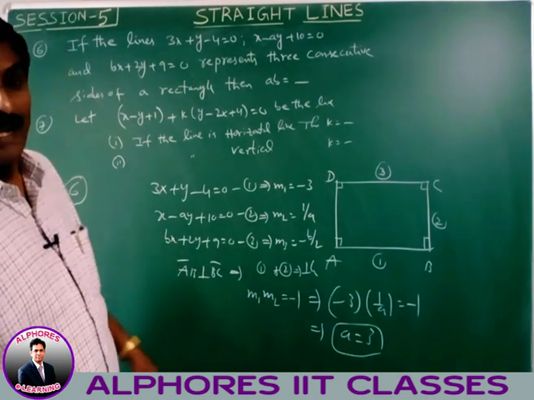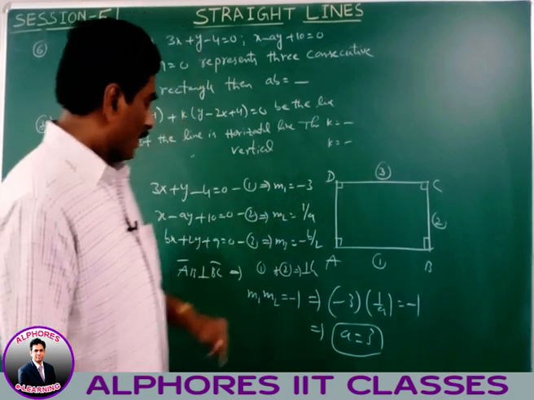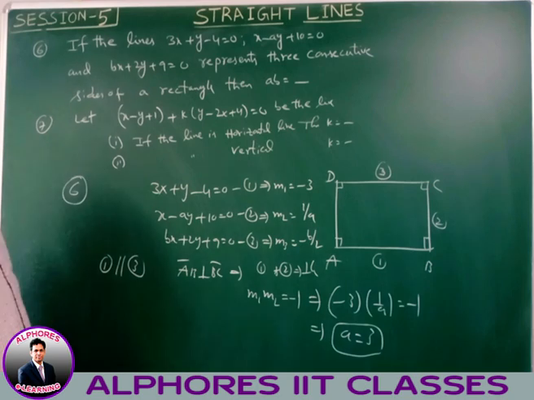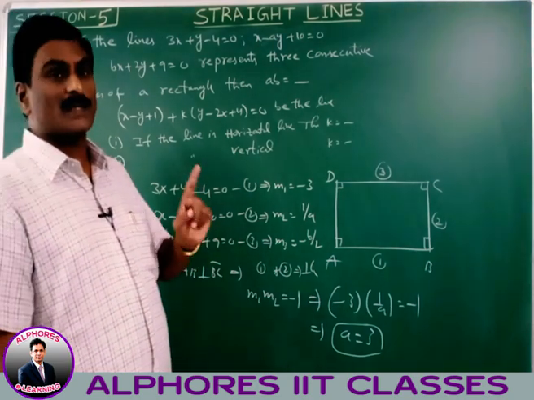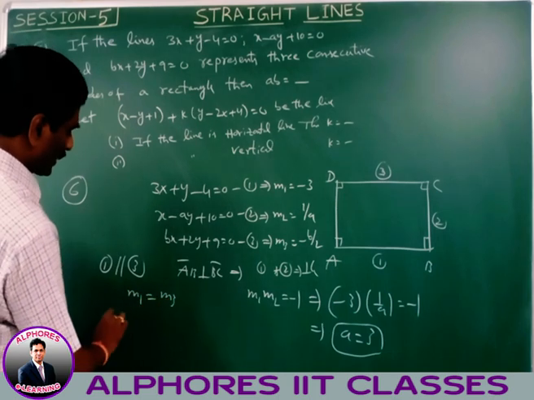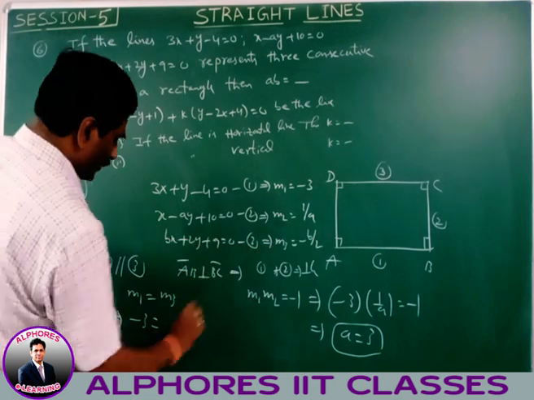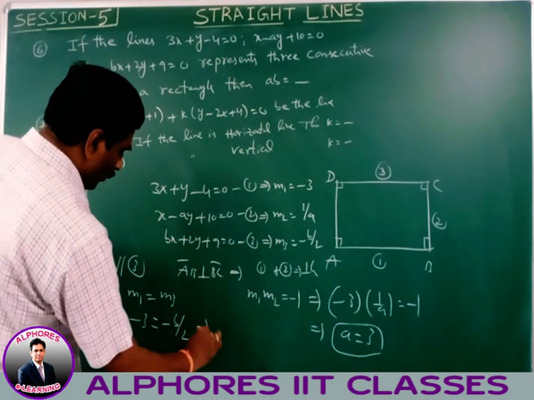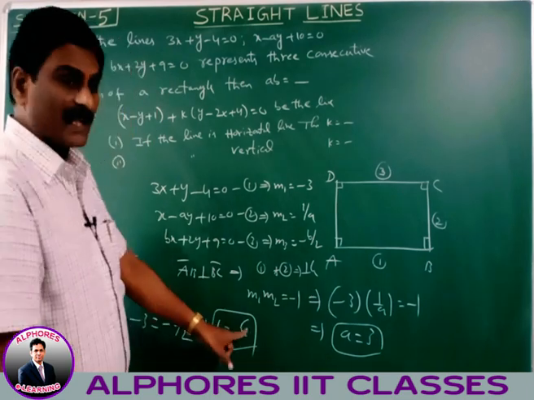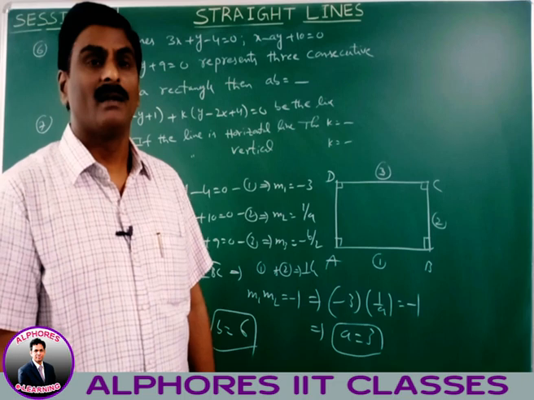Okay. Similarly, lines 1 and 3 are parallel. AB is parallel to CD. The first line is parallel to the third line. If two lines are parallel, what is the condition? Slopes are equal. That means M1 is equal to M3. What is the value of M1? Minus 3 is equal to, what is the value of M3? Minus b by 2. What is the value of b? 3 into 2 means 6. Here a is equal to 3, b is equal to 6. What is the value of AB? 3 into 6, 18. Okay. Please note this value.